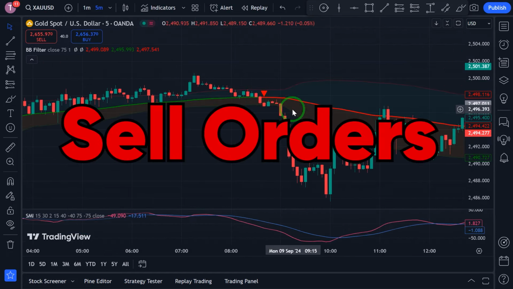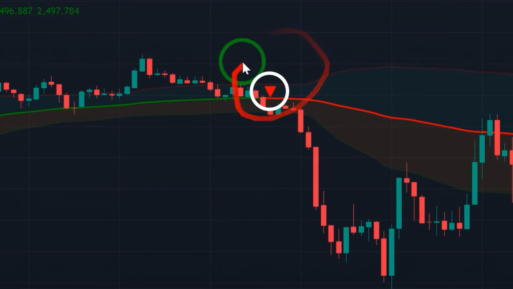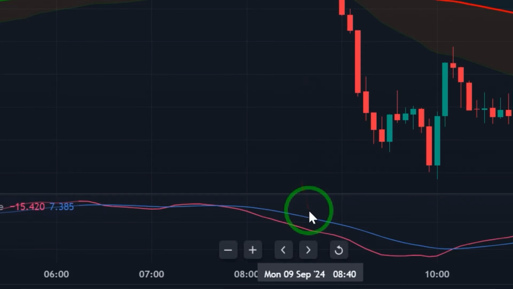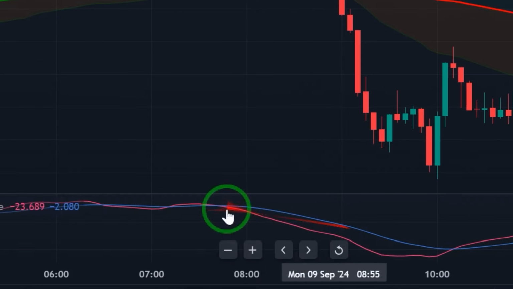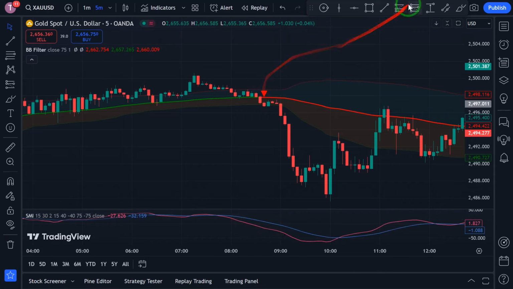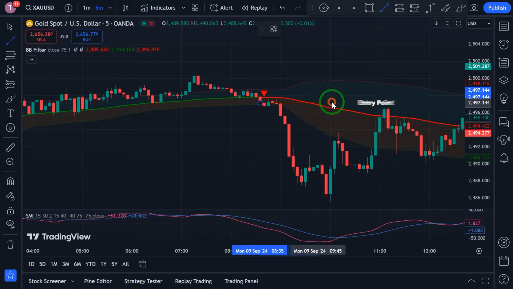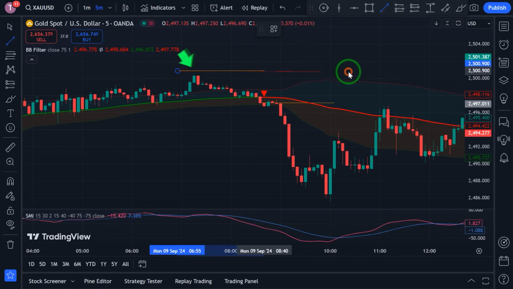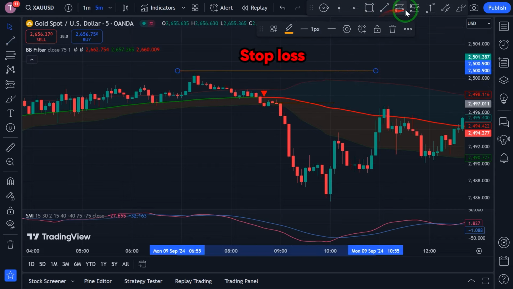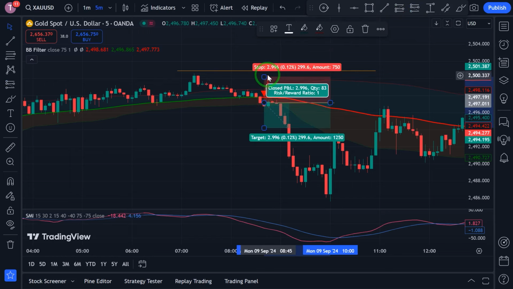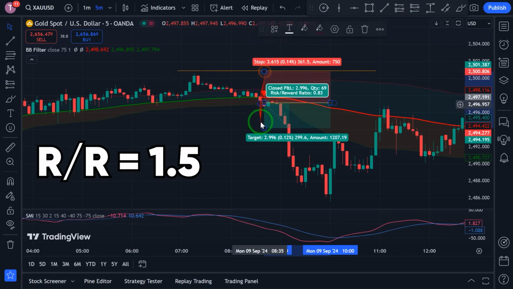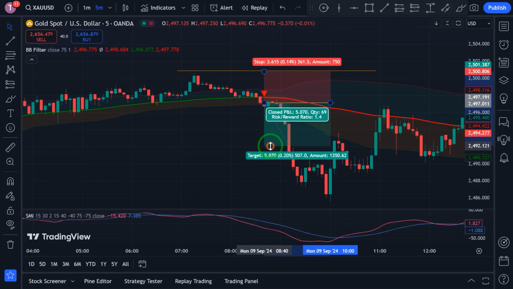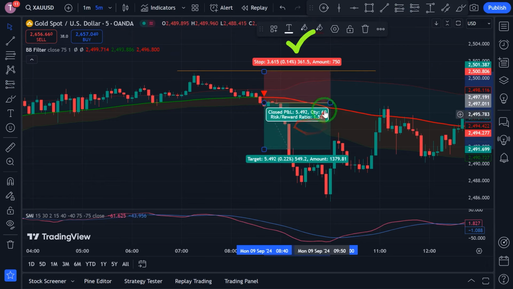For sell orders, you should initially look for a sell signal. After that, check the second indicator to ensure it confirms this sell signal as well. When these two conditions are met, we know we have found a suitable entry point for the trade. Now we can set our stop loss slightly above the last swing high. Then we enter the sell trade and can consider a risk to reward ratio of 1 to 1.5 for our take profit and wait for the trade to close profitably.